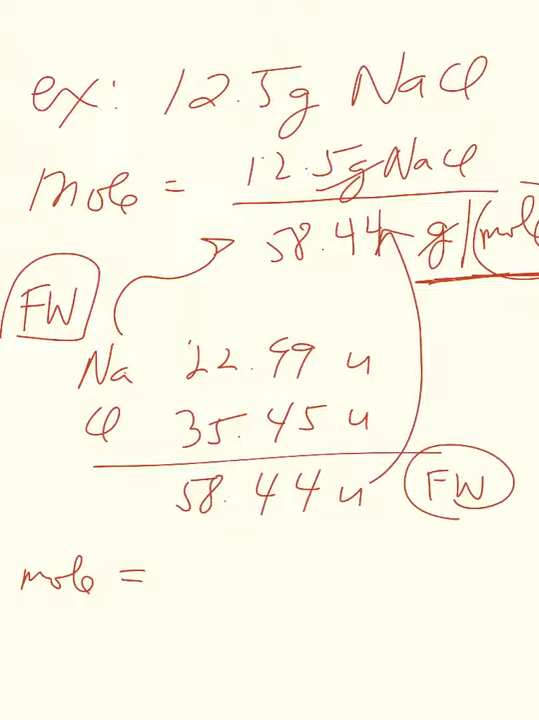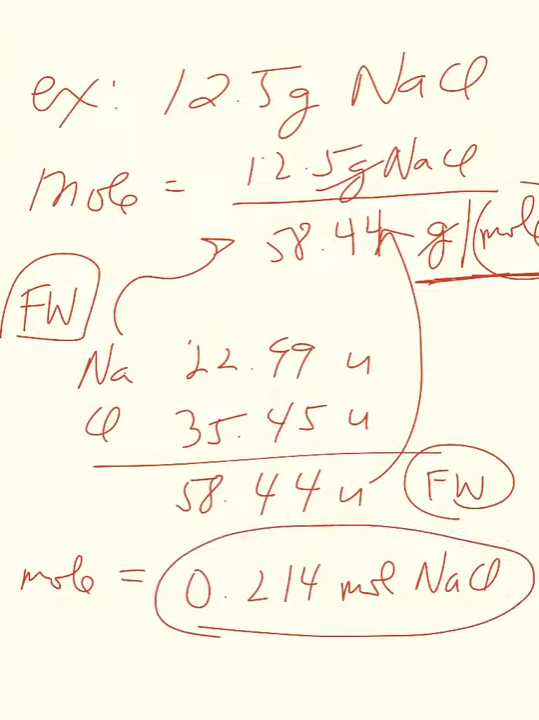Okay, so 12.5 divided by 58.44. I'm only allowed 3 sig figs because of the 12.5. So that's going to be 0.214 moles of NaCl. And notice how sometimes we abbreviate mole, M-O-L, as if it were exhausting to put the E on the end, but that's okay. All right, so that's an example of going from grams to moles.